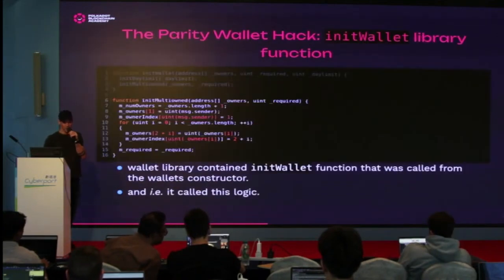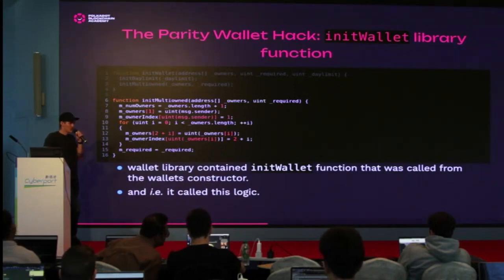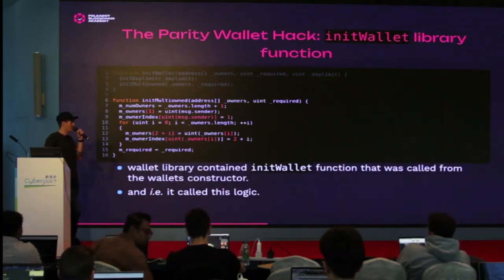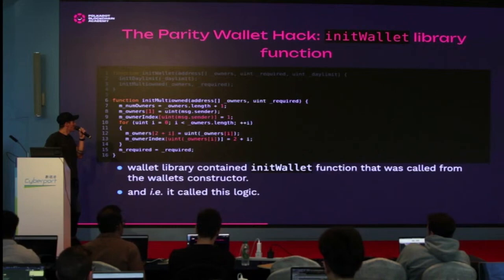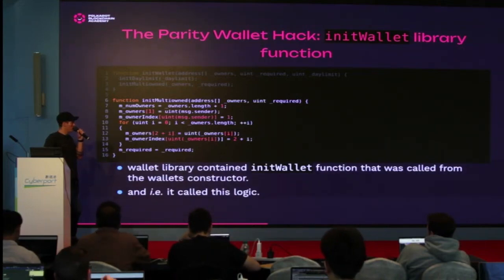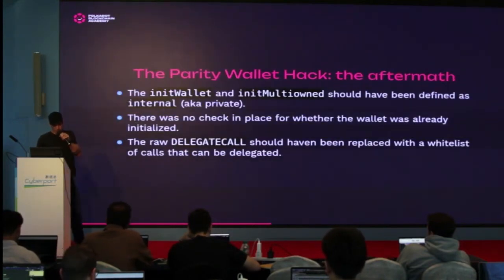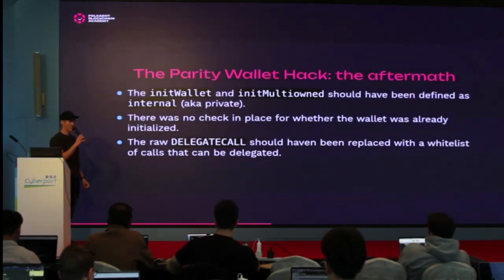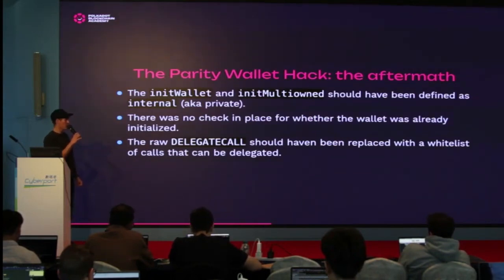The fact that this was a library is just context. The moment that you called init wallet on the library itself, the library is also a contract. It has some storage, it's just not initialized. But the moment that you called it, you were able to write whatever owner to it, and at that point you were pretty much the owner of the contract. You could execute whatever you wanted.